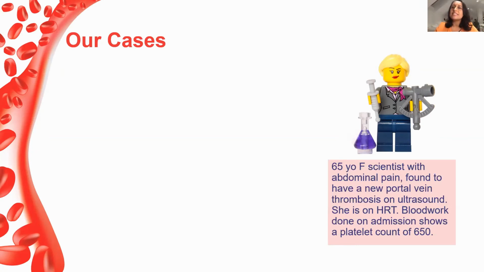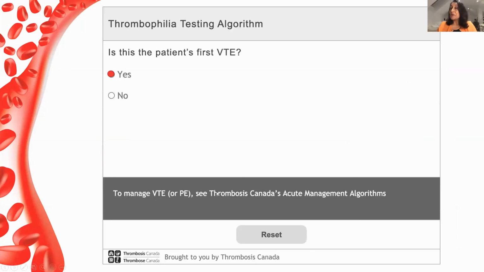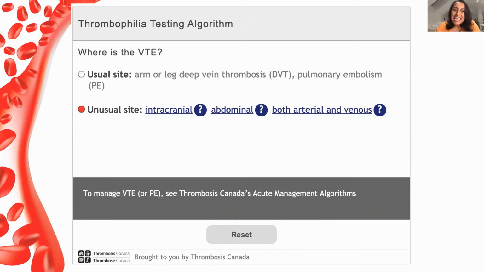And she had seen her family physician, a neurologist, a rheumatologist, a vascular surgeon. She'd even seen a naturopathic doctor. Nobody had been able to explain what was going on with her fingers. So next slide. We go to our tool. We confirm that this is the patient's first VTE. Next slide. Now, the site of this clot, it's not usual. This is definitely an unusual clot.